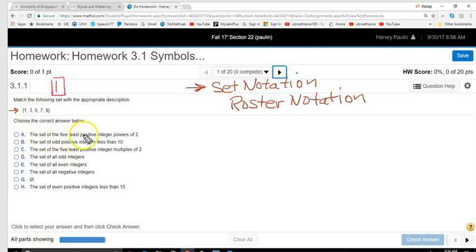So look at these. You're going to have to read these through and see which statement supports this roster notation. And you should have picked out letter B. All right, let's go on.